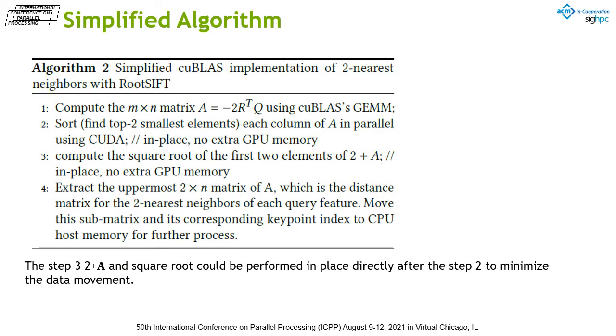After this optimization, the whole nearest neighbor algorithm is reduced to only 4 steps. Steps 3 and 2 can merge into a single kernel, since the last 2 plus a and the square root could be performed in place directly after the sorting to minimize data movement.